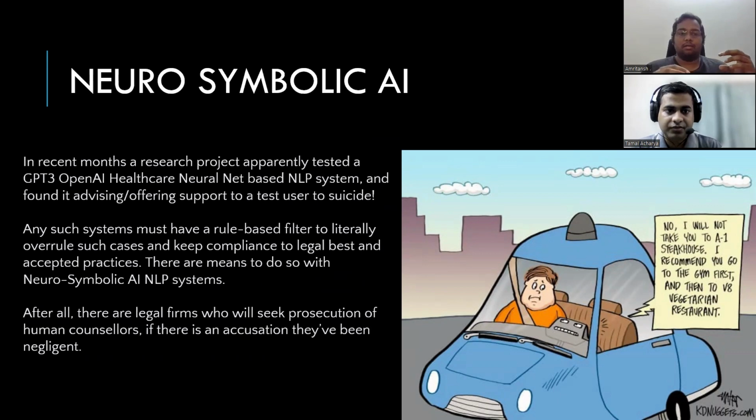It might start offering support to a test user to suicide, which is not something ideal, right? We don't want to do that. So you have to be very, very careful here that we should not be doing this. And there could be legal forms. There could be another application which will seek prosecution from a human counselor, and if there is an accusation that they have been negligent, there could be a massive constraint and massive fight in future if we do not figure it out.